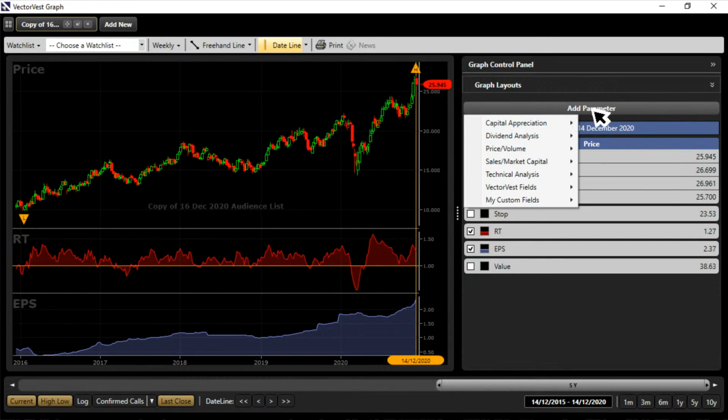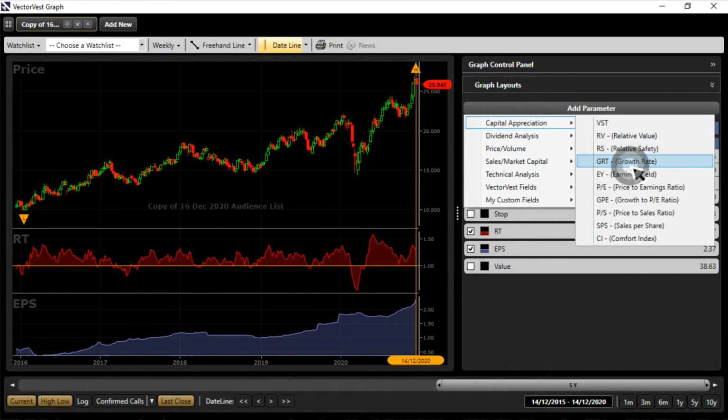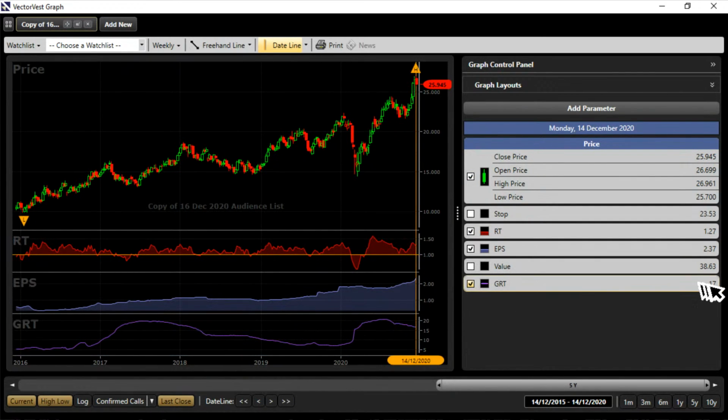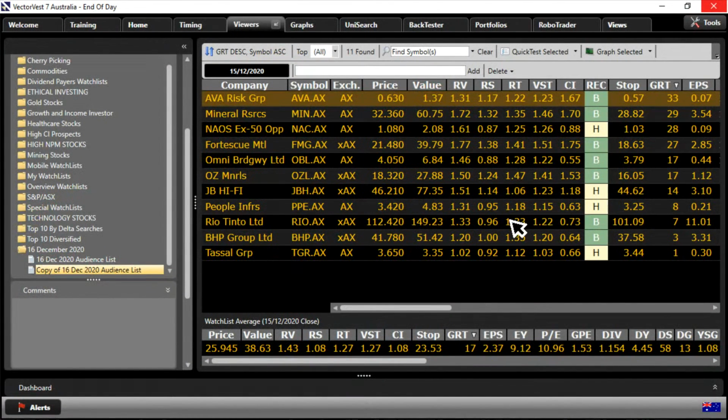Let's put in that GRT indicator. Add parameter, capital appreciation GRT. So the earnings growth rate, look at that. These companies on average have an earnings growth rate forecast at around 17%. Wow, and look at the earnings. So can you see how easy I've kept it? I needed to work through it carefully with you guys, but to sum up what I've done in 2 minutes: populate your watch list, sort by RT, remove anything with RT below 1. Grab your GRT column, remove anything below 0. That's it. It would take you just a couple of minutes.